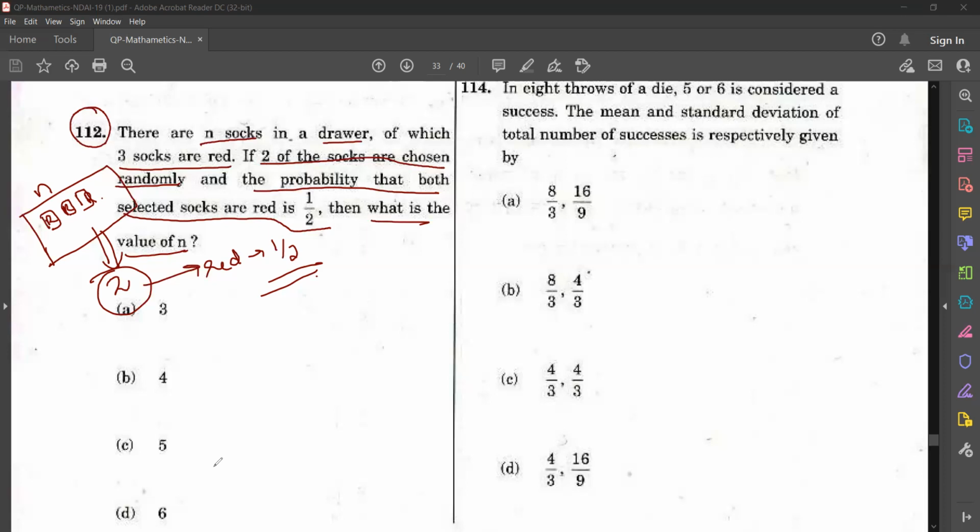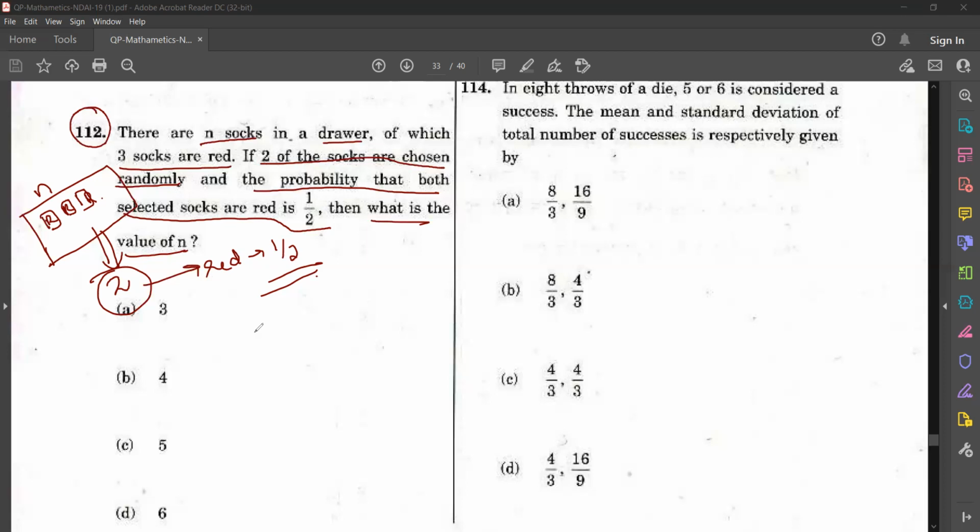Okay. Have you got it? How to do this? Listen. We have to get 2 reds. 2 reds, if you're getting, means the probability is 1 by 2. Totally, we have 3 red socks in the drawer.